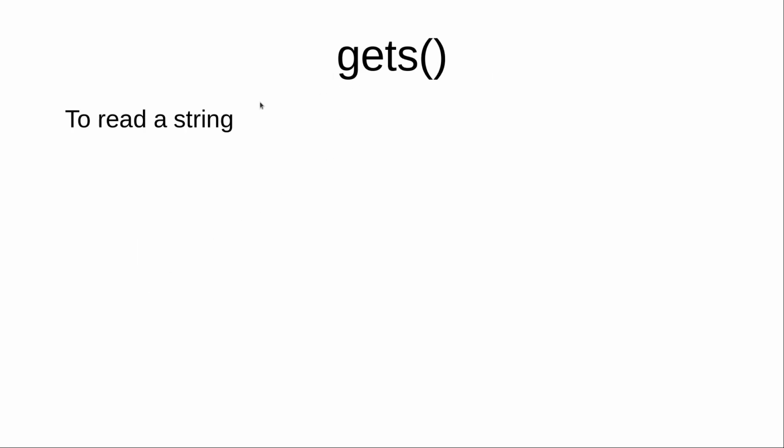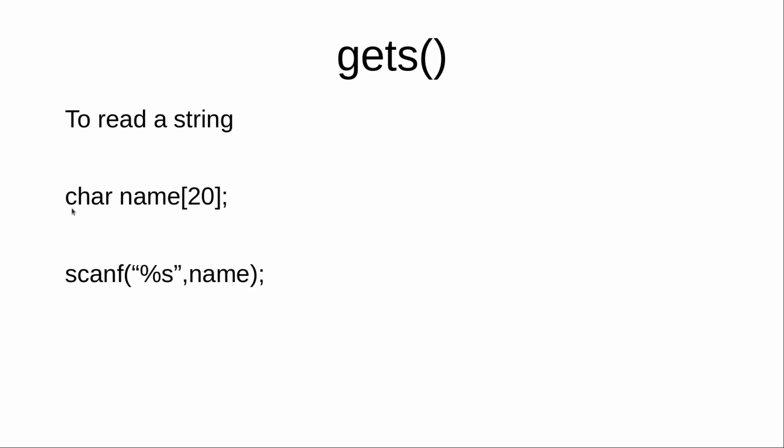The first one is gets. Gets is used to read a string from the user. If we have a variable called name and want to scan the value of the string name, we can use the scanf function with %s. But instead of that we can use the gets function. One advantage is that with scanf it could be difficult to enter a value with spaces from the user, but with gets you needn't worry about that. So instead of scanf with %s and name, you can directly give gets and name.